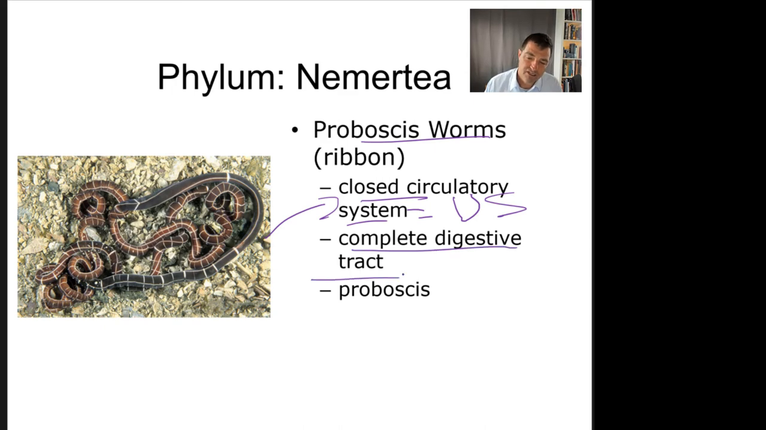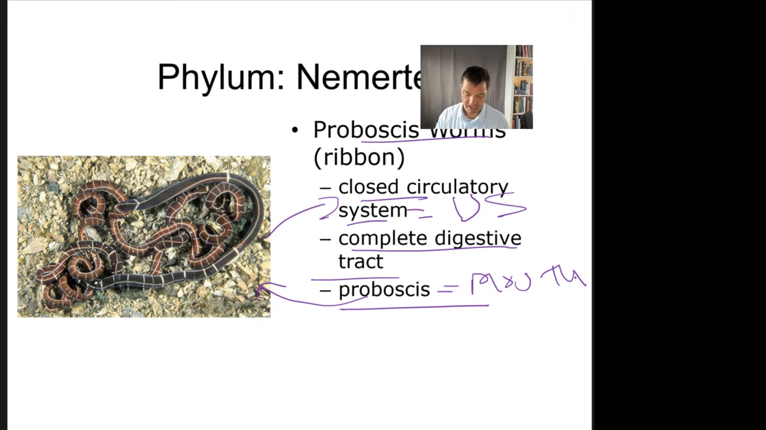They also have a complete digestive tract like ours, where there's a mouth on one end and an anus on another. And they have a proboscis, and I can't see it on this one, but a proboscis is like a mouth. And they can bite. So the Nemertea are found in marine environments. And most people, when you think about a worm, you don't think a worm could do all that much to you, but these can bite. This proboscis can come out and actually take a bite, a chunk out of you or out of another animal. Okay.